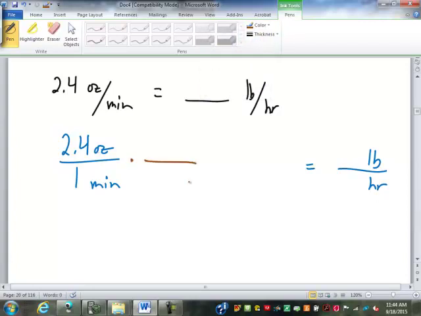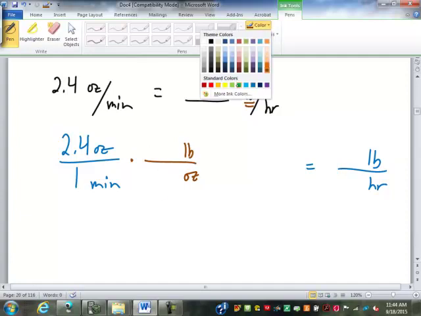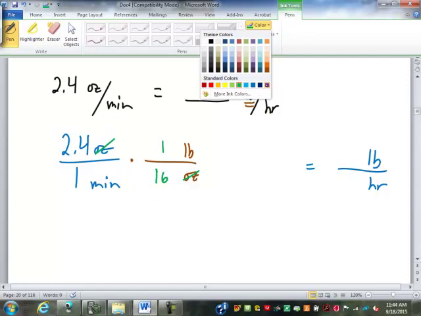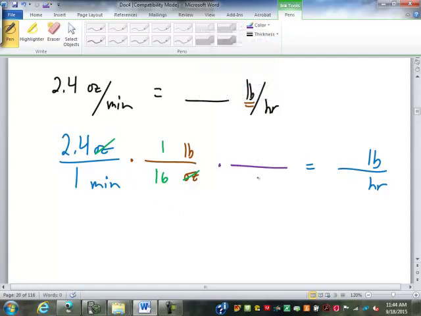First of all, we want to get rid of the ounces. So I'm going to put ounces on bottom, and we want the ounces to become pounds. And we do have a direct conversion. 1 pound is 16 ounces. So the ounces have canceled out. But we don't want minutes anymore. We want the minutes to become hours. So I'll put minutes on top, hours on bottom. The minutes will now cancel out. 1 hour is 60 minutes.